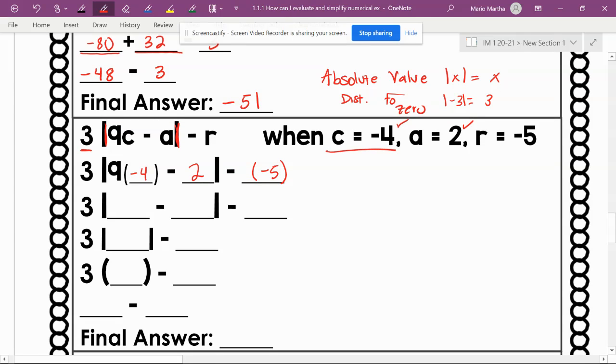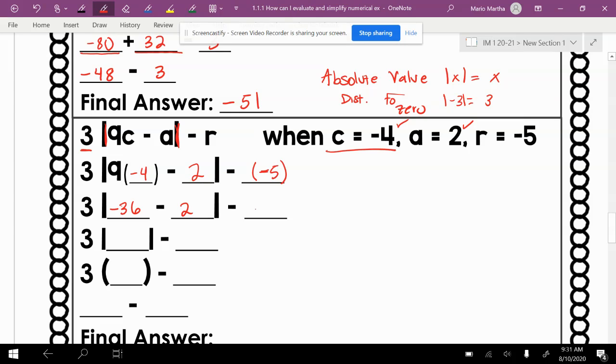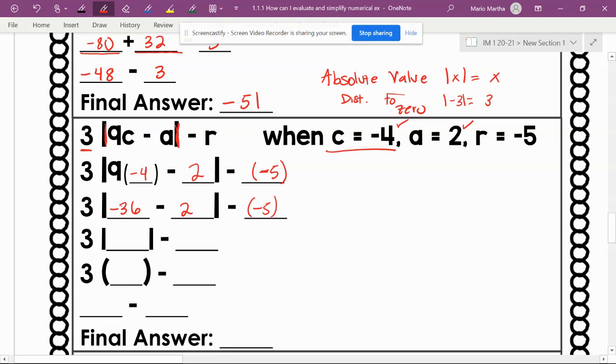So now move on to the next step. The absolute value symbols count as parentheses. So I want to make sure that whatever is inside I do first. So in this case, do the multiplication. 9 times negative 4. A positive times a negative equals a negative. So it'd be negative 36 minus 2. And then negative 5 still here, right?